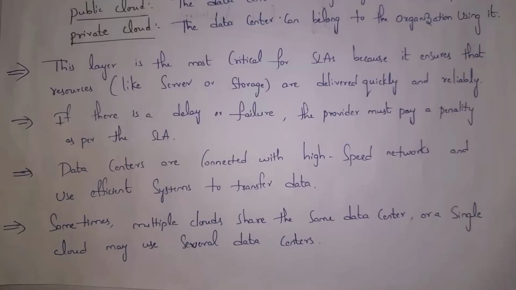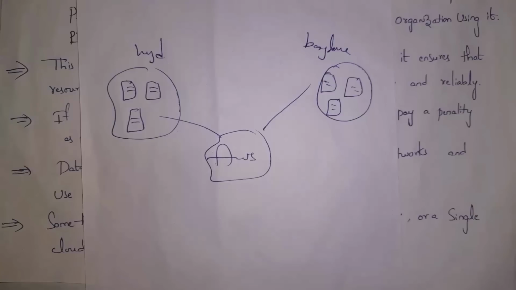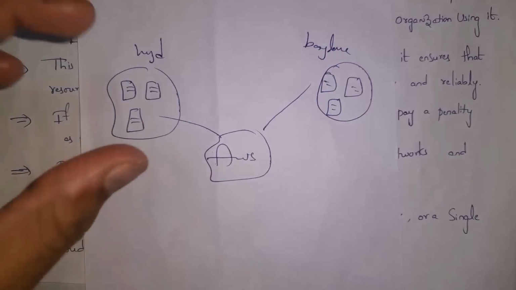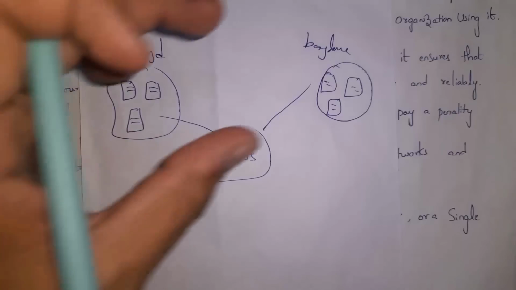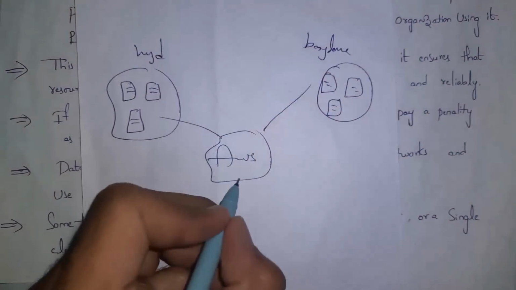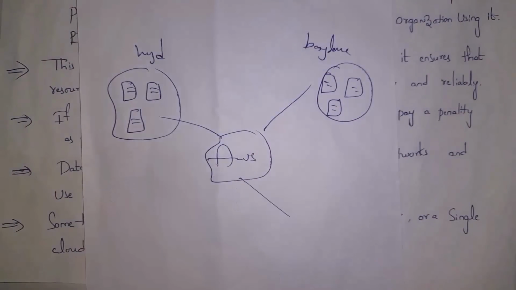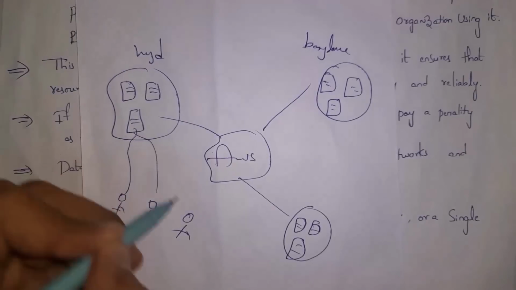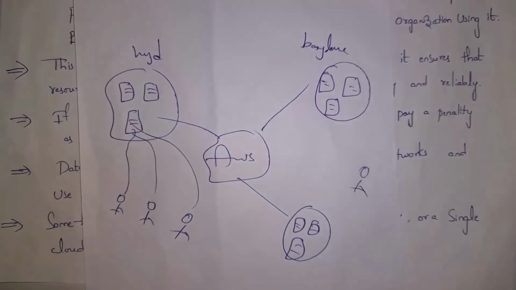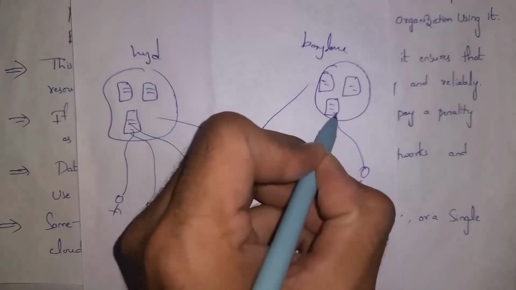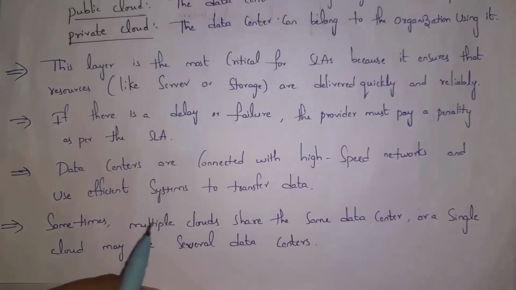transfer data. Sometimes multiple clouds share the same data center or a single cloud may use several data centers. I'll give example. For example, if you consider AWS cloud, in AWS, some data centers are located in Hyderabad, some data centers are located in Bangalore, and some data centers are located in Delhi. Multiple users can use same data center or single user can store data in different data centers. So sometimes multiple users will use same data center or single user will use several data centers.